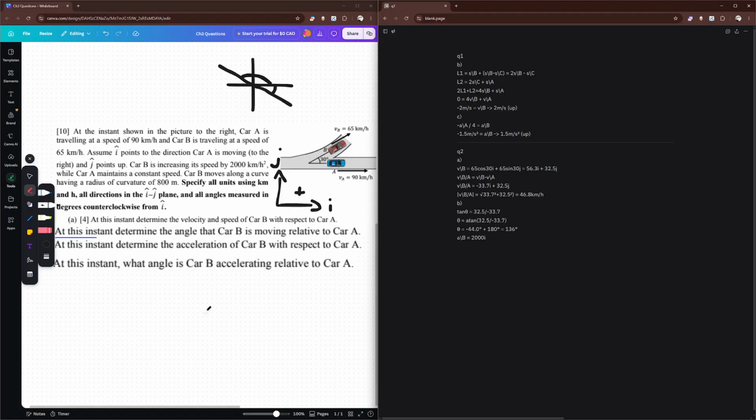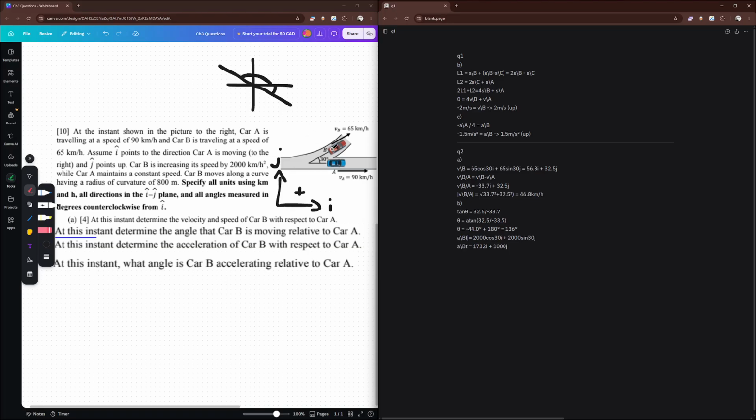Or we need to make it into I and J. This is not in I. Sorry, 2,000 cosine 30 I plus 2,000 sine 30 J, right? And then if we just calculate that quickly, 2,000 cosine 30 is 1732. So ABT is equal to 1732 I plus 1,000 J. Okay, that is very easy. That is its tangential acceleration, ABT, because remember the 2,000 is its tangential.